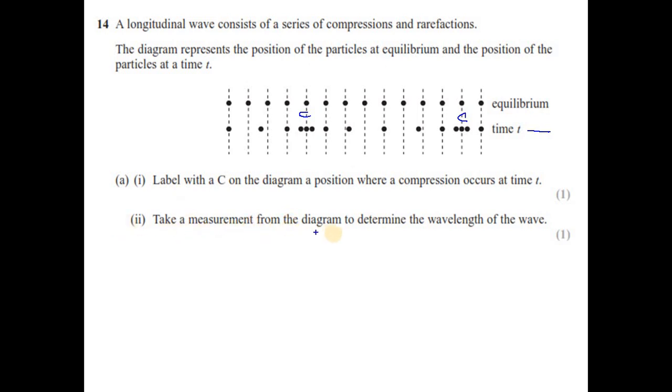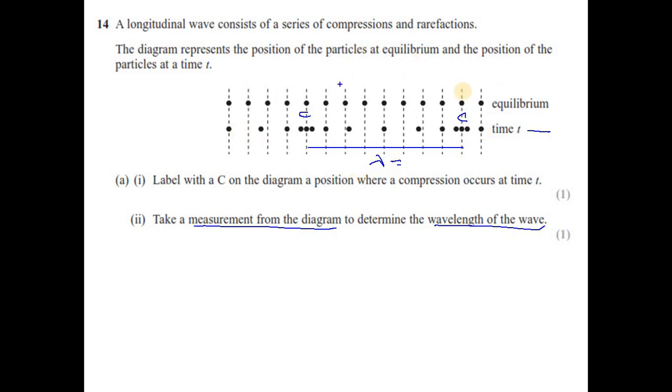Take a measurement from the diagram to determine the wavelength of the wave. You need to find the wavelength, and wavelength is the distance between two consecutive crests or troughs, or the distance between two consecutive compressions or rarefactions. So you can take your ruler, and this is one compression, another compression, so you just measure the distance between these two compressions.